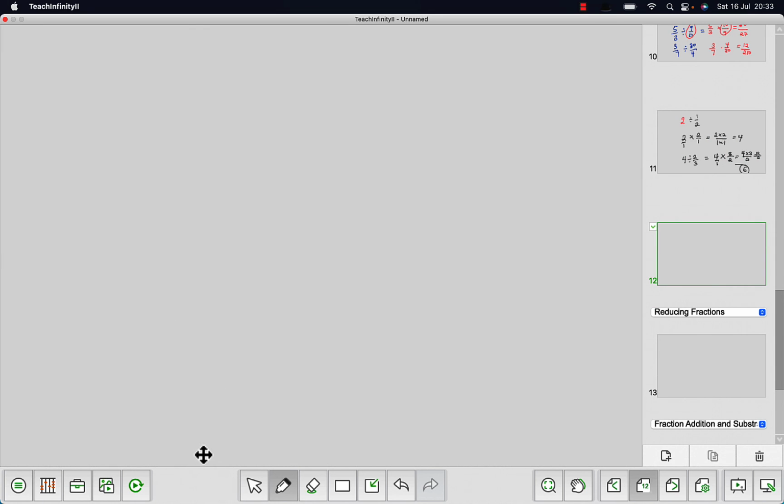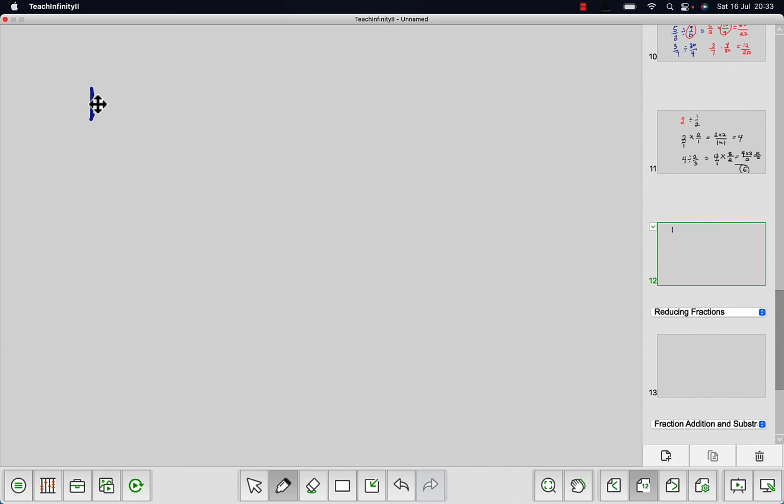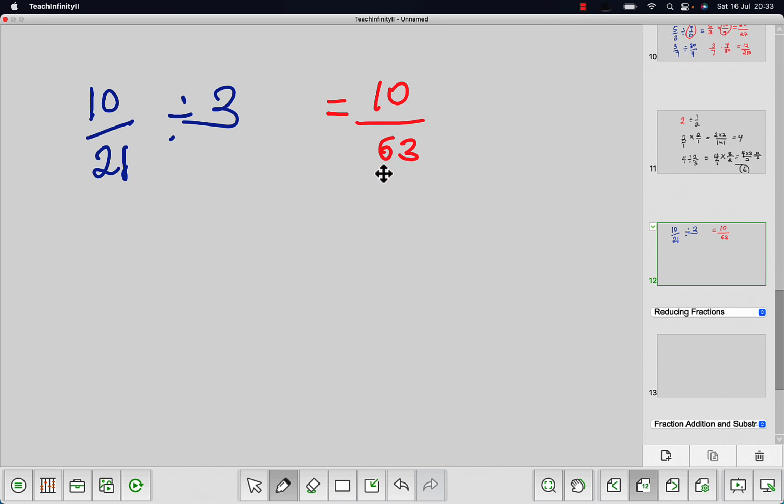Let me give you one more problem. How about when I have 10 over 21 divided by 3? Hopefully you get it. Let me give you a minute. If you did it correctly, you should have 10 over 63. In case you couldn't do it, this is 10 over 21 times, reciprocate the second fraction. Now this is a whole number, so when I reciprocate it, this will be 1 over 3. And multiplying, 10 times 1 is 10, 21 times 3 is 63.